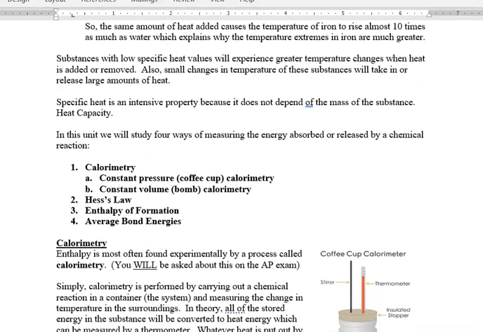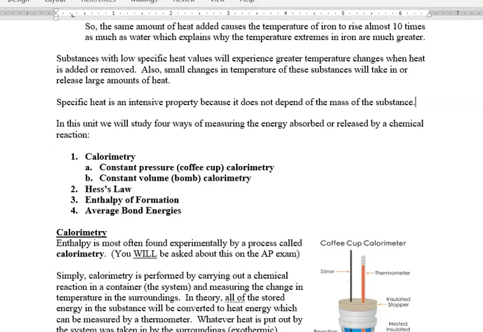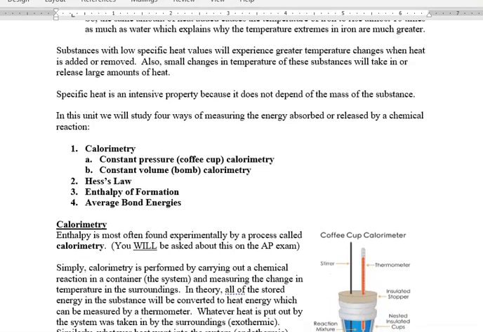Substances with low specific heat values will experience greater temperature changes when heat is added or removed, what I just said. Also, small changes in temperature of these substances will take in or release large amounts of energy. Specific heat is an intensive property because it does not depend on the mass of the substance. In other words, with that formula above, you had to take the specific heat and multiply it by the mass in order to figure out exactly how much heat was going to go in or come out.